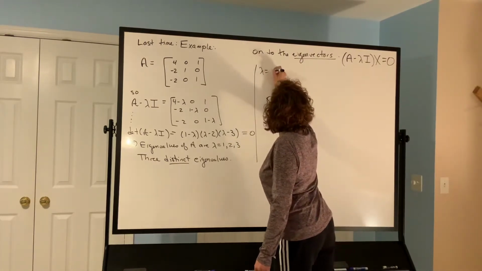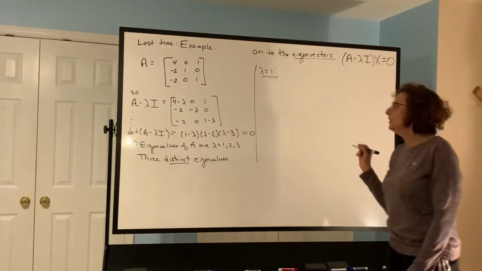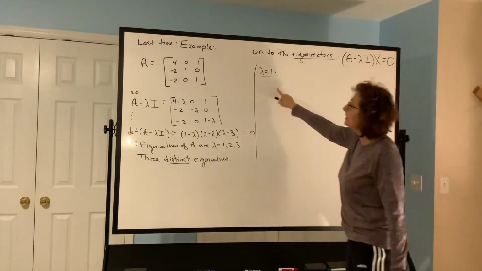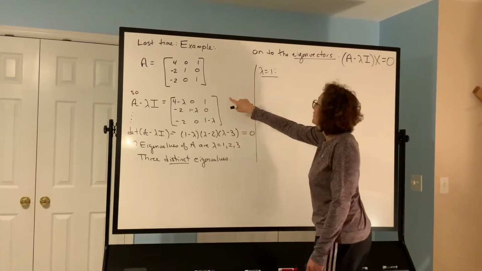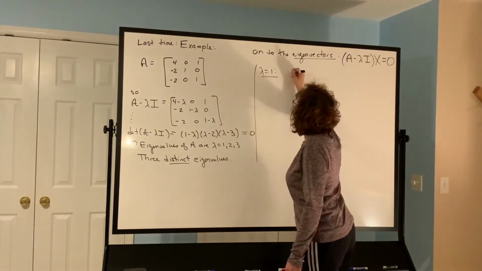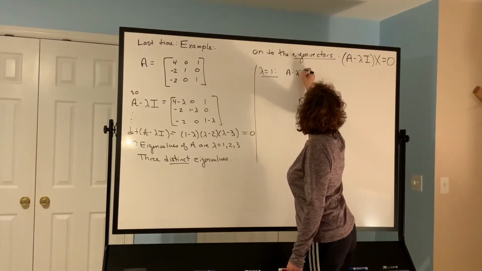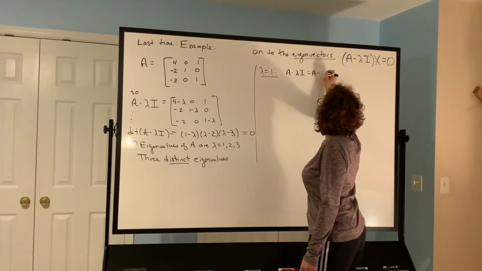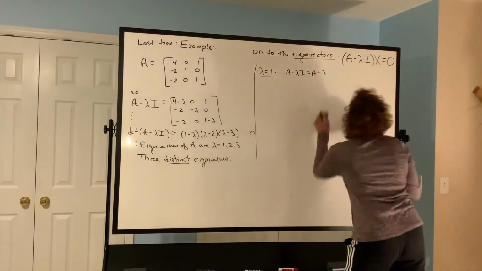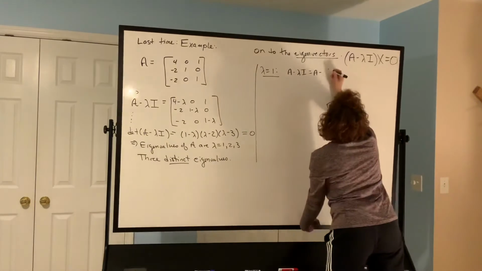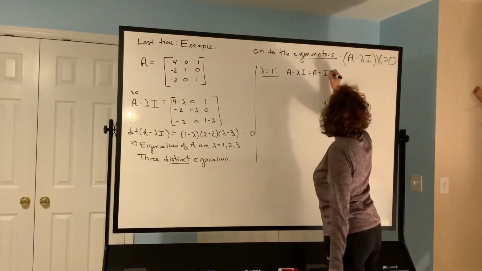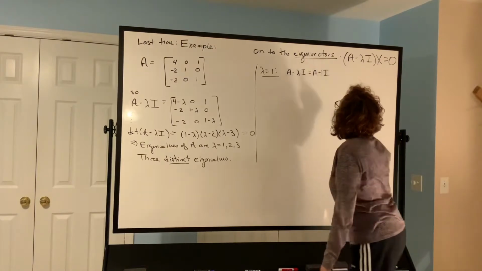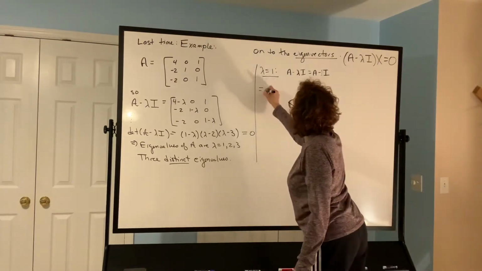Let's look at lambda equals 1. So we're going to now plug in lambda equals 1 into our matrix A minus lambda I. So when lambda equals 1, then what do we have? A minus lambda I is just A minus 1I. I'll put a little 1 in there. A minus 1I. Well, really, but what am I just going to do?